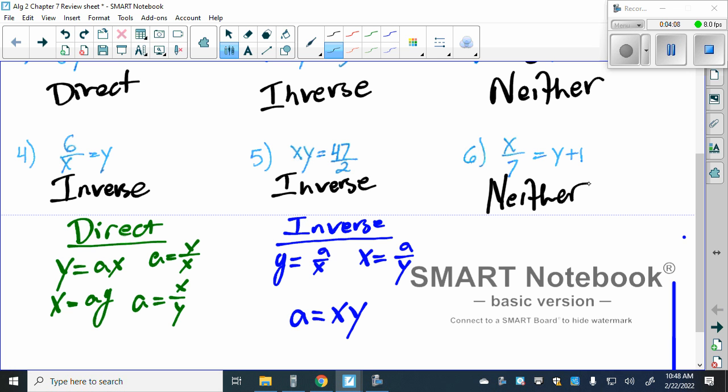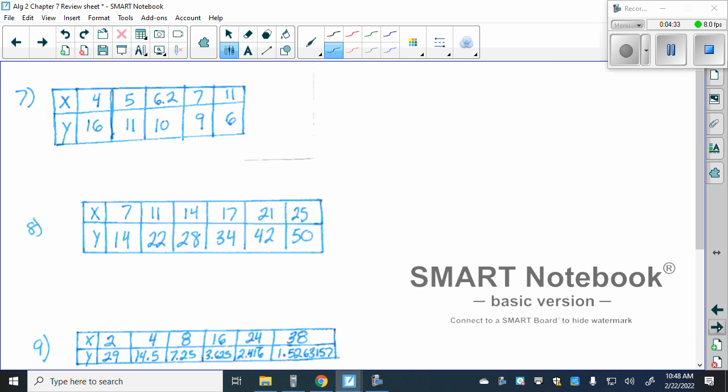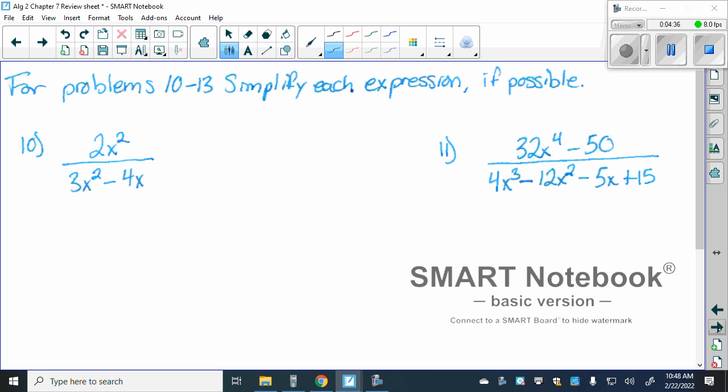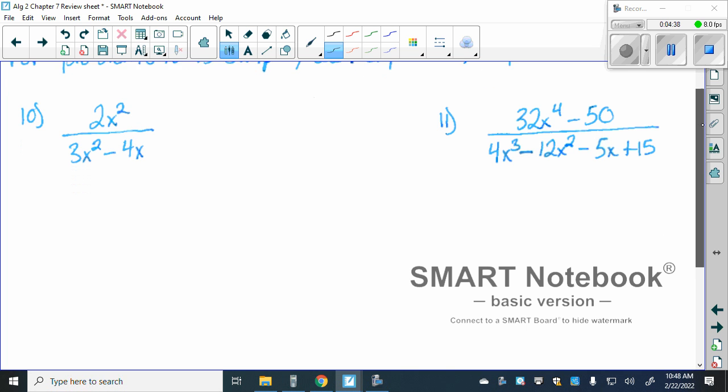And really with all these here, we're just comparing them to these general equations and which one do they match up to. Because again, a in all of these cases for direct and inverse by definition is just a number. It could be a whole number, it could be a fraction, it could be positive, negative, it could be a decimal. It's just a number. And seeing which one does it match up to. Any other questions on the first 6? 7 through 9 is not on the test. All right.